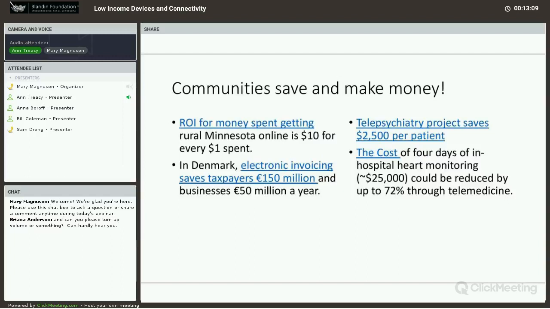Telepsychiatry projects save $2,500 per patient. I often visit with the Broadband Task Force, and we just learned a lot about telemedicine last month on their visit. First, psychiatrists are very difficult to find in rural areas. There aren't enough to go around. So it's the difference between a kid being able to access a psychiatrist or not, and it's that saving of $2,500 per patient. Also, especially in a smaller town, a kid doesn't want to be seen going into that office. It helps the privacy and security of that person.